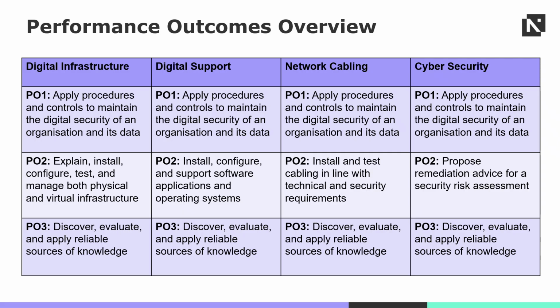Finally, performance outcome 3 is again consistent across all the pathways. Students must be able to discover, evaluate and apply reliable sources of knowledge. This highlights the importance of research skills and the ability to make informed decisions, which are essential in a fast-moving digital sector. So when you're planning schemes of work and sessions, it's useful to keep these performance objectives at the front of your minds. They provide a clear link between what happens in the classroom, the assessments the students complete, and the professional practice they'll need in industry.